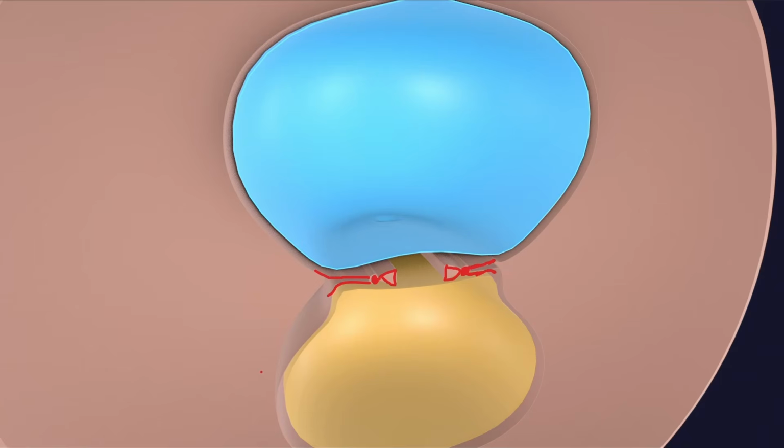Now, intraembryonic somatopleuric mesoderm is continuous with the extraembryonic somatopleuric mesoderm. And here is the intraembryonic splanchnopleuric mesoderm. It is also continuous with the extraembryonic splanchnopleuric mesoderm. Here as well, intraembryonic splanchnopleuric mesoderm is continuous with the extraembryonic splanchnopleuric mesoderm. Here as well, intraembryonic somatopleuric mesoderm is continuous with the extraembryonic somatopleuric mesoderm.